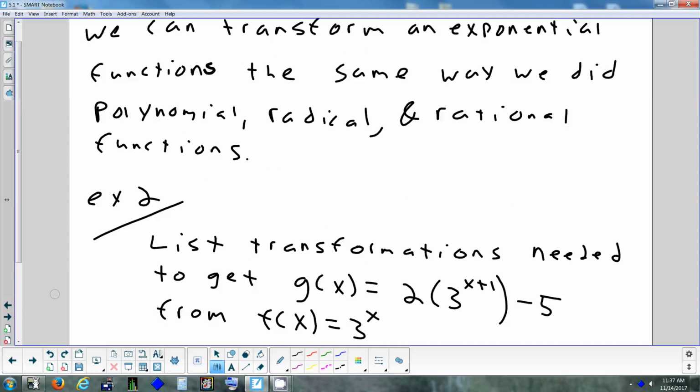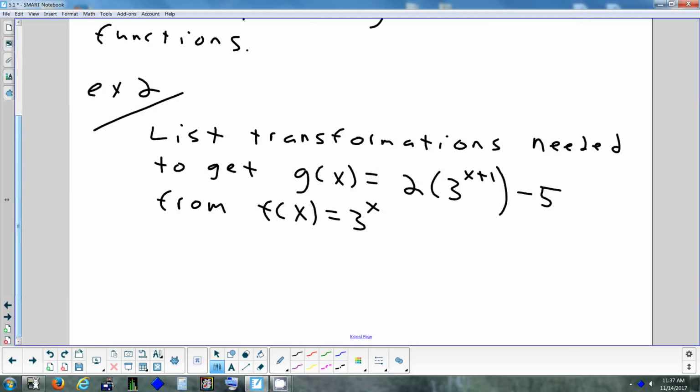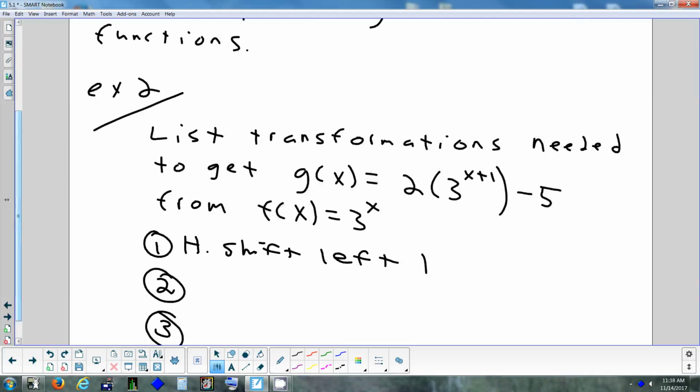Anybody know what number we're going to focus on first? The 1. Yep, I'm going to focus on that plus 1. Anyone else think they know what the plus 1 is going to do? Think about it. It's inside the function. So we talked about the stuff inside is either your horizontal or your vertical stuff. Yep, it's a horizontal shift. I agree with that part. But which way is it going to shift? Yeah, it's left one. It goes opposite. Yep, it always goes the opposite for horizontal. So horizontal shift, left one.